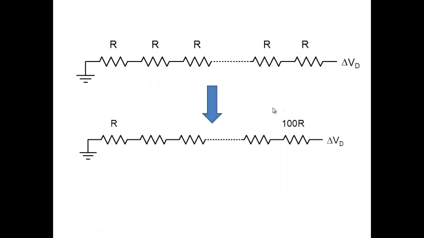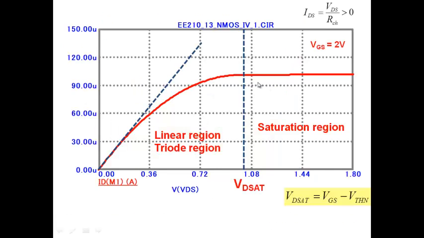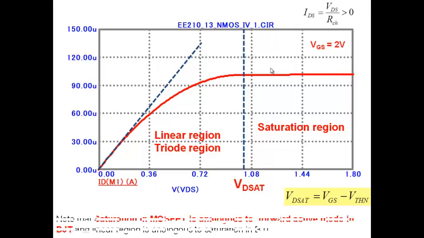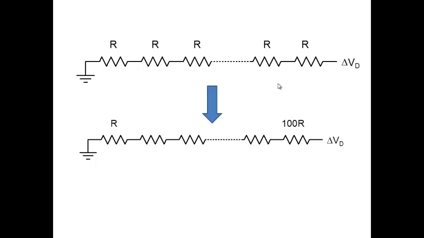So this sort of picture is not accurate, but it tells you that when you apply delta VD, if there's a high resistance region here, the fraction of voltage which appears over here is negligible, and therefore the current no longer changes. The current no longer changes, and you start seeing a saturation at this particular point. The whole thing has become so high resistance that nothing really changes here.